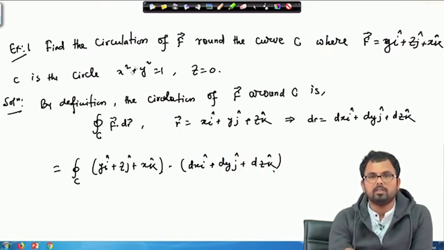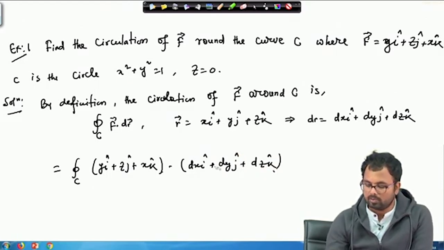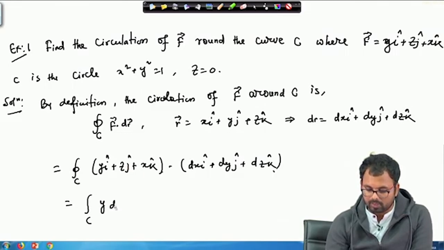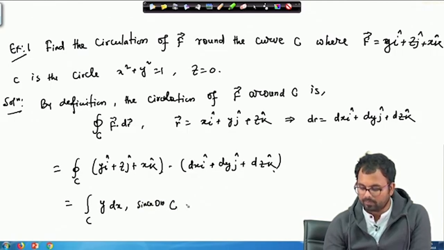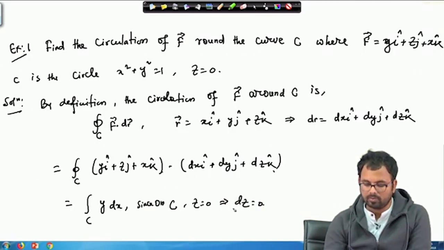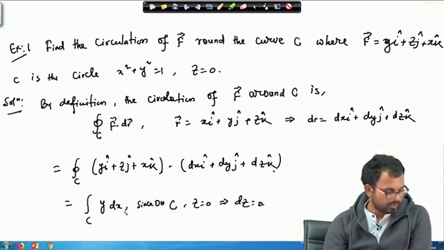Now since we are in the xy plane, z is 0 and dz is 0. So if I substitute z equals 0 and dz equals 0, these terms become 0. So on C, z is 0, which implies dz is also 0, and we end up with the integral over C of y dx.